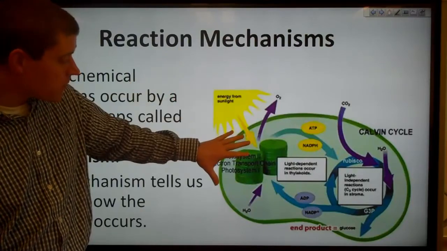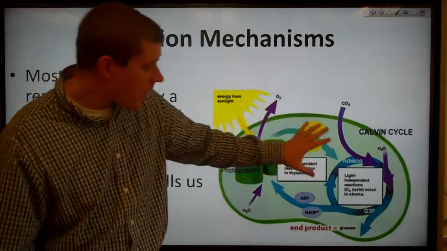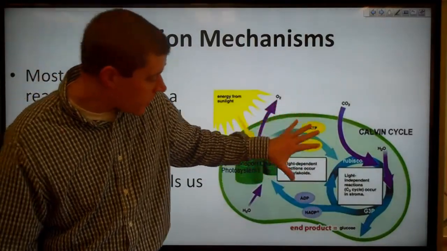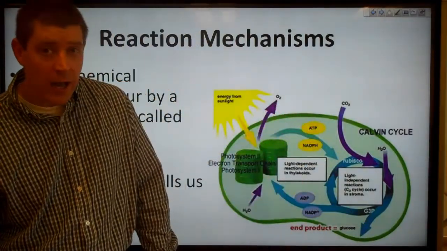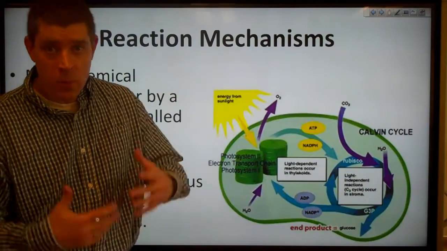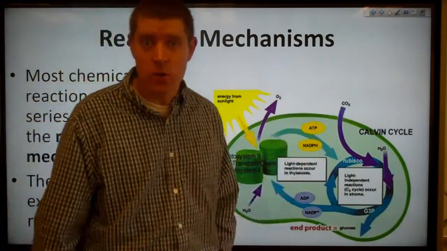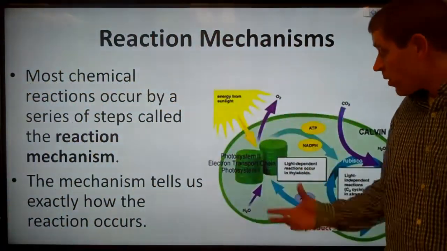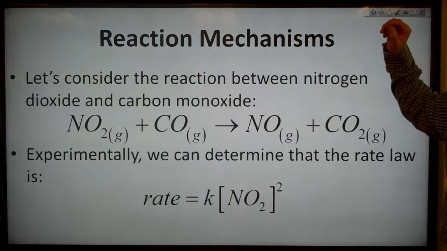Energy from sunlight comes in, there are some chemical reactions that occur, and we get glucose out. Or we don't, as humans, but plants do, things with chlorophyll, get energy from the sun.